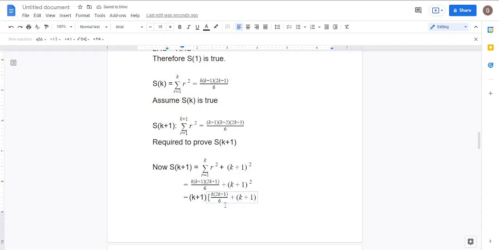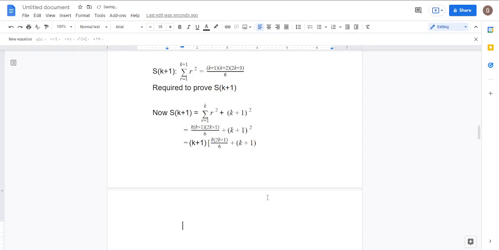Okay? So the next thing we're going to do is write this second bracket as one fraction. So start an equation. We're going to keep our k plus 1 on the outside because we already have that. We just need to get this part here, the k plus 2 times the 2k plus 3 over 6. We need to get that part. We already have the k plus 1.